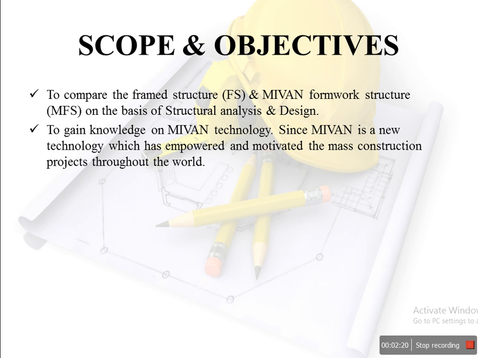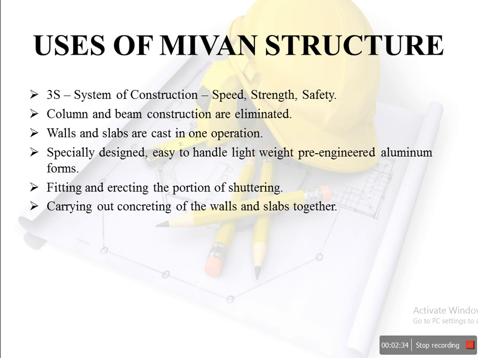Scope and objective: to compare the frame structure with the Mivan formwork structure on the basis of structural analysis and design, and to gain knowledge on Mivan technology, since Mivan is a new technology which has empowered and motivated mass construction projects throughout the world. Uses of Mivan structure: 3S, the three-system of construction: speed, strength, safety.